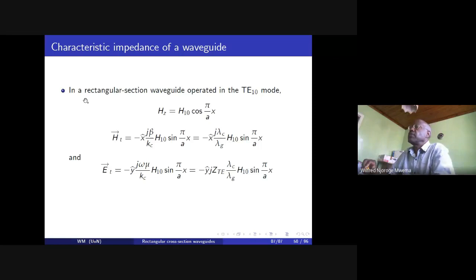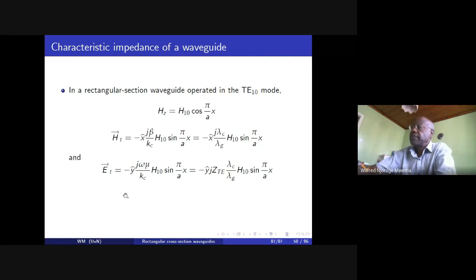So in a rectangular waveguide operated in the TE10 mode, we have Hz equal to H10 cosine of pi by a times x. And therefore, the transverse magnetic field is given by j beta by Kc H10 sine of pi by a x, which gives a value of minus x cap j lambda_c by lambda_g, where we have used the values of beta and Kc, dividing them to get lambda_c by lambda_g, that is the cutoff wavelength divided by the guide wavelength, multiplied by H10 sine of pi by a x.